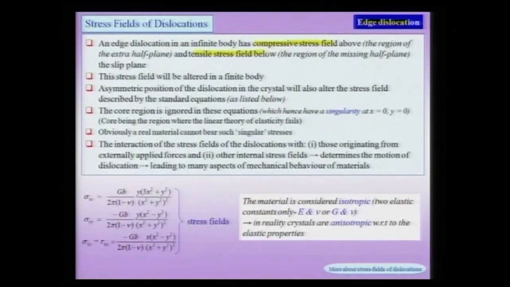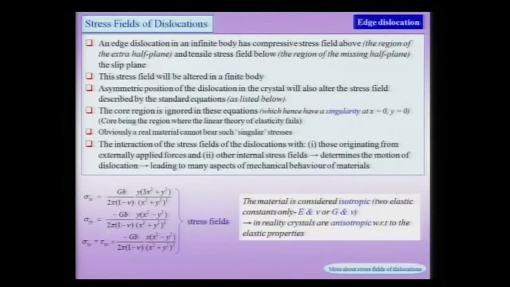Now, these stress fields will be altered if this dislocation is present in a finite body, and also if this dislocation is in an asymmetric position in the crystal. So, this ideal situation would be a dislocation in an infinite body. The second approximation would be that the dislocation is present in a finite body and there will be significant changes in the stress fields of the dislocation, and we will take up some of these aspects. And then if the dislocation is present asymmetrically in this finite body, then that will lead to further alterations in the stress field.